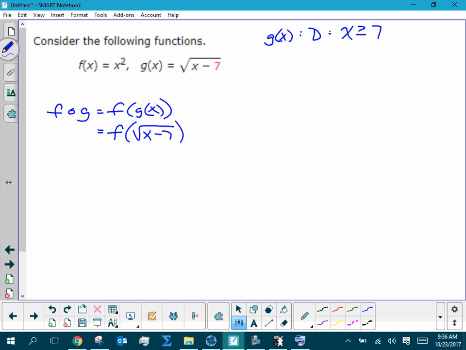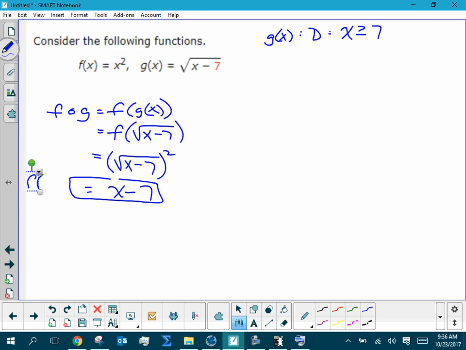Okay. Now I'm going to go to f, and wherever I see x, I'm going to replace it with root x minus 7. So it becomes square root of x minus 7, now squared, right? Okay. What's going to happen with those roots and powers of 2? Cancel out, right? It gives me x minus 7. Okay. So that's my final composition. That is f of g of x. Okay. Now, I look at that and I say, well, there's no domain issues with x minus 7, right?